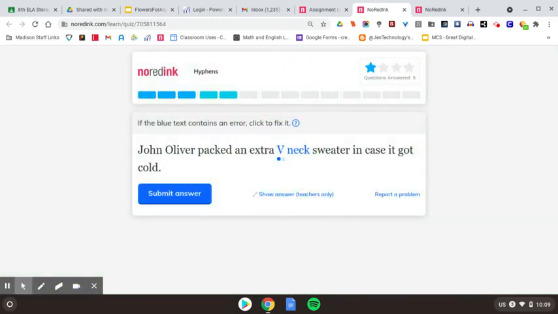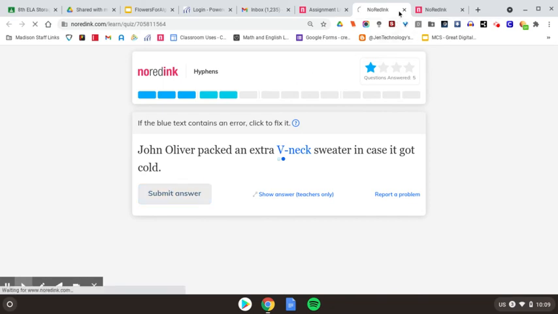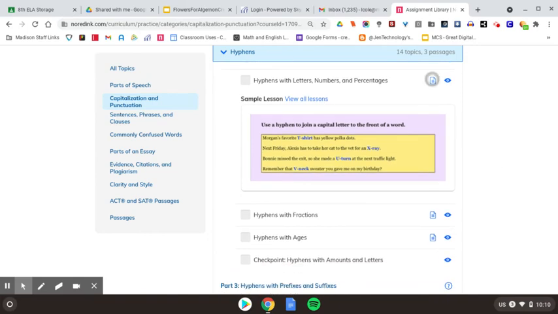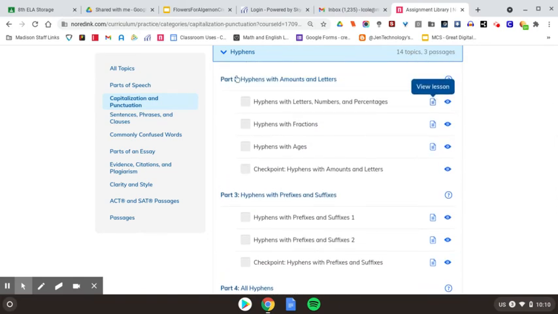John Oliver packed an extra V-neck. So letter in front, kind of like X-ray. This time it's V-neck. We want to hyphenate. Easy stuff. All right, so let's get rid of those. Then we scroll down here and we go to hyphens with fractions.